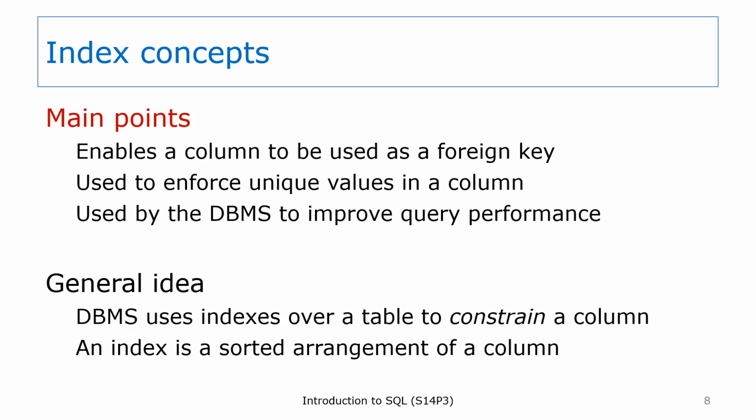An index can be used to constrain the values that can be assigned to a column. Constrain means to enforce a limitation. For example, we can create an index over a column and indicate that the index is to enforce a unique key constraint. That means that none of the rows in that table can have a duplicate value in that column.